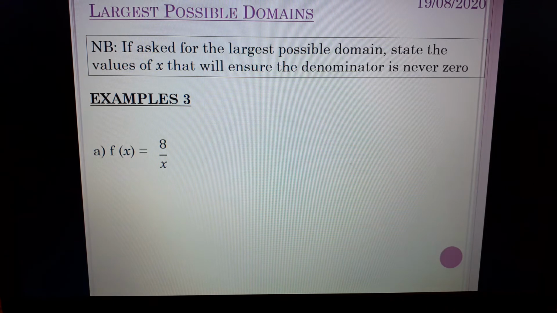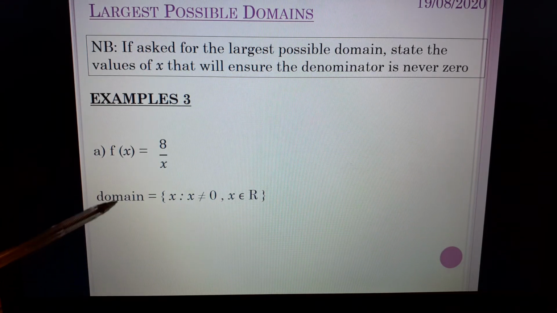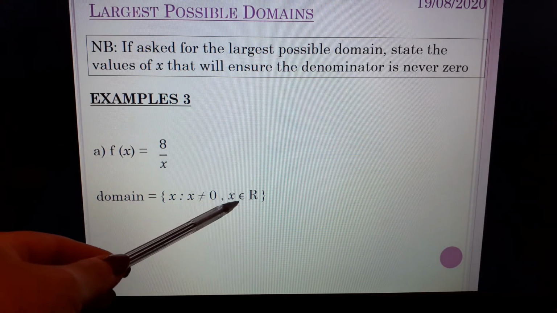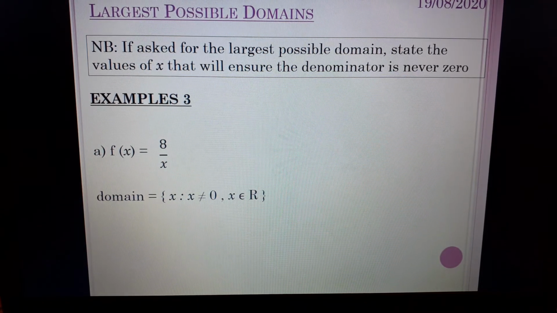Okay, so here's some examples. What would be the possible domain for this function? What could be the largest possible domain for the function? Okay, so it could be all values of x. But what can x not be equal to? Well, the denominator of a fraction can never be 0. So x cannot be 0, or you'll have an 8 divided by 0. But you can have an 8 divided by anything else. So you would write your answer like this. The domain, the values of x can be any value of x where x is not equal to 0, and x is a member of the real numbers. x ∈ R.